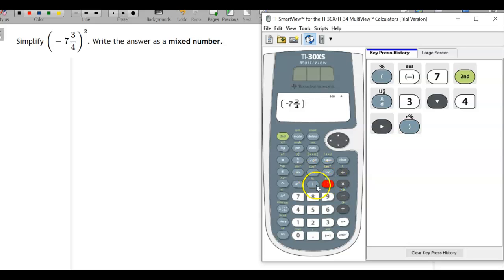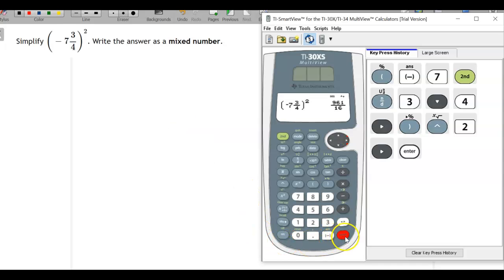we put the power key in. We can use the squaring function, or you can just hit the exponent key and a 2. That will work also. If you want to do something after squaring something, though, you have to hit the right arrow if you use the power key. So that should be negative 7 3/4 squared, which looks identical to what it is on the paper there.